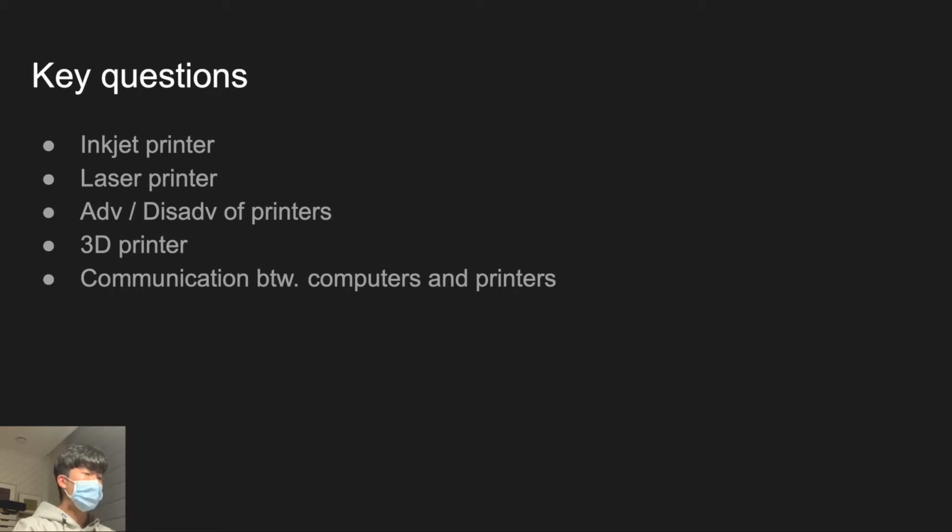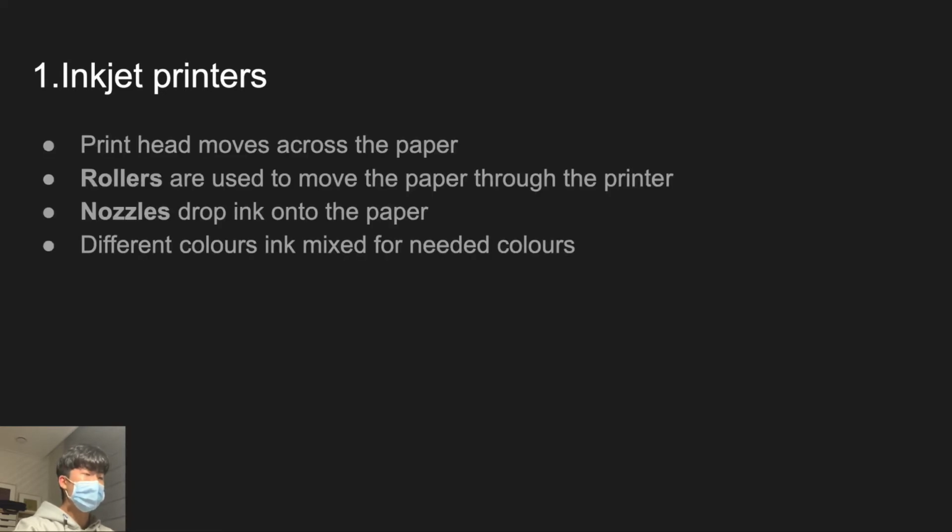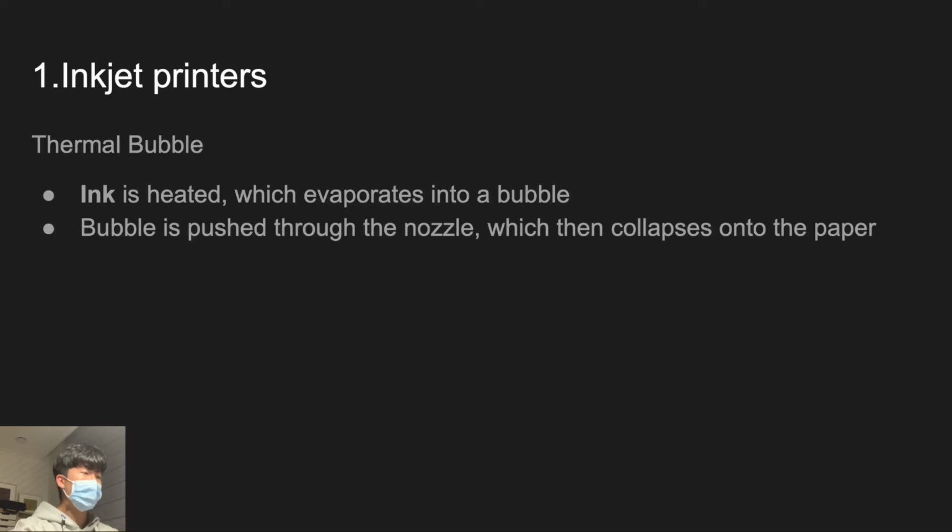So starting with a description of inkjet printer. In an inkjet printer, primarily there is a print head that moves across the paper horizontally and rollers that are used to move the paper through the printer. So nozzles where ink is dropped onto the paper move across the paper horizontally and vertically due to the print head moving sideways and rollers moving the paper vertically. Different colored inks are mixed for various colors that are used in the printing paper. Now there are two types of how ink is dropped onto the paper in an inkjet printer.